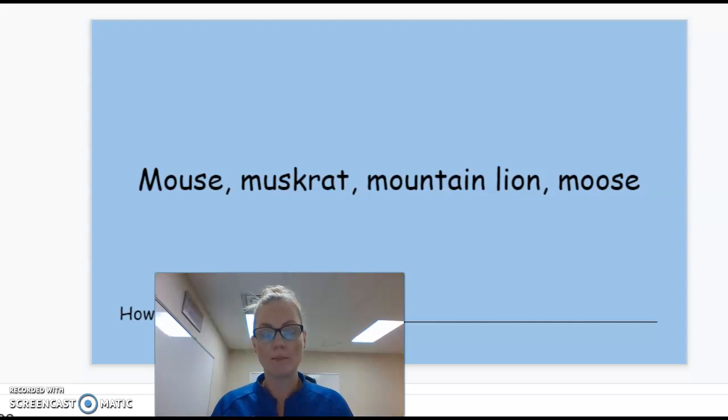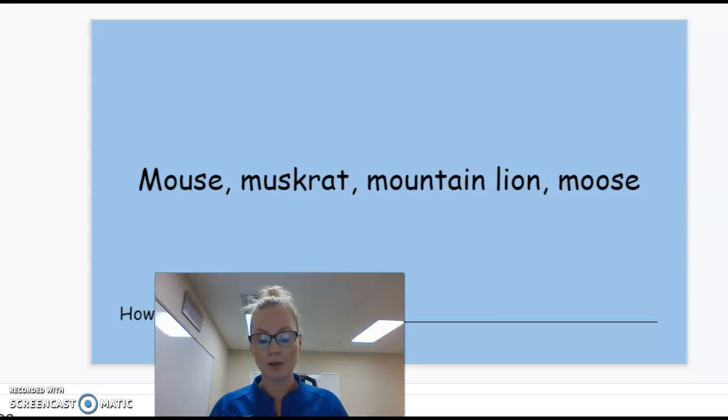Here is what your assignment will look like. You will notice four words at the top and then a question at the bottom. You need to look carefully at the four items listed. They are all related in one way. On the line, write how the four things are related.